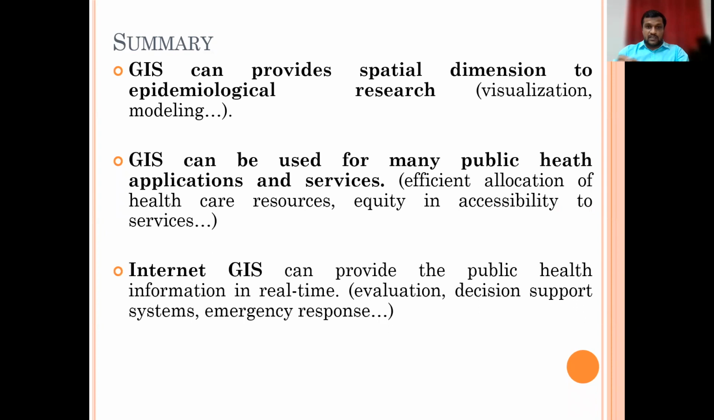So in summary, GIS can provide a spatial dimension to any epidemiological research and health-related studies. It is used for many public health applications and services, for effective allocation of healthcare resources and equity in the accessibility of services. We can also use internet GIS, or generally web-based GIS, that can provide public health information in real time. It also helps to support decision-making and emergency response. That can be very useful for public welfare and for any urban area and human population.